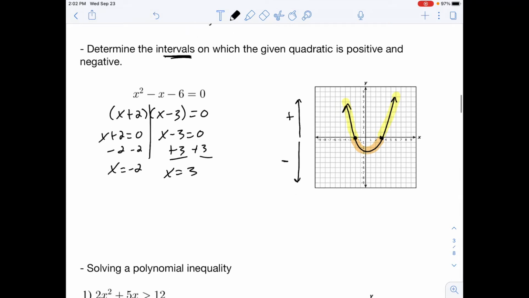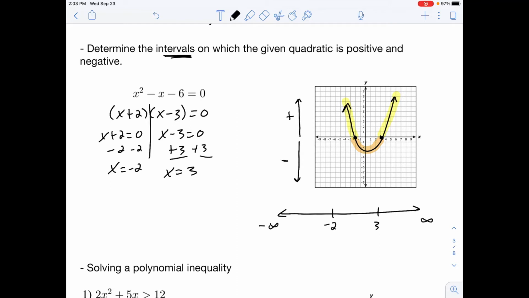Well, let's do a number line chart here. If I take the x-axis and the key values, what are my key values? I have negative 2, because that's where it crosses, and 3, because that's where it crosses over here. All the way to the left is negative infinity, and all the way to the right is positive infinity. Starting from the left side, negative infinity, going in to negative 2, where is the graph? It is above the x-axis, so that's positive.